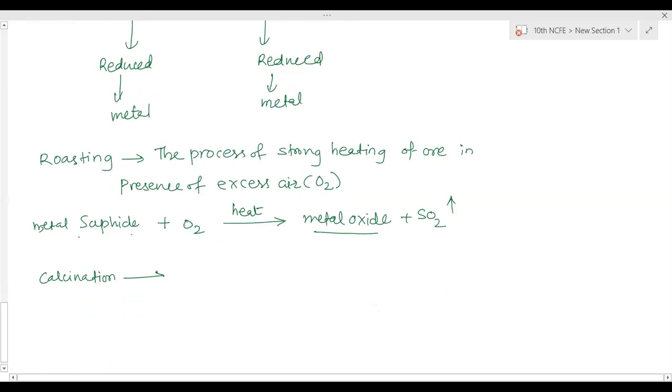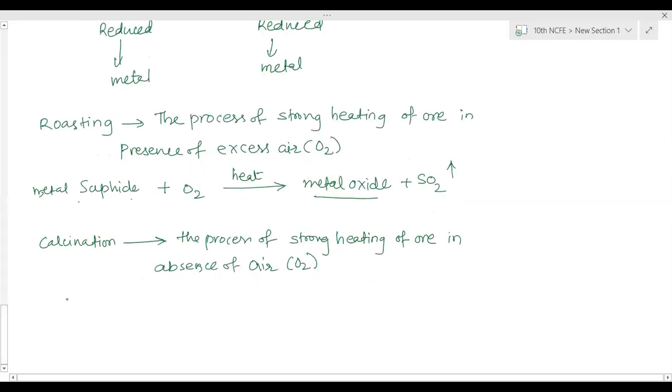Calcination is also the same process, but the only difference is it does not need oxygen. The process of strong heating a metal ore in absence of oxygen, in absence of air. It is done for carbonate ores, mostly used for carbonate ores because carbonate means CO3. Already oxygen is present in the ore itself, so oxygen is not needed.